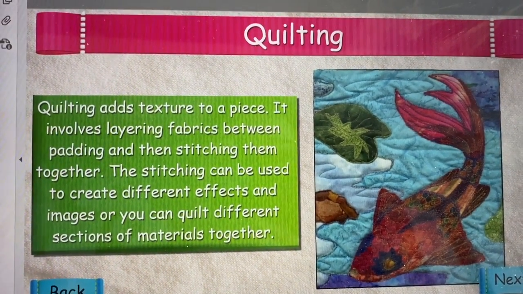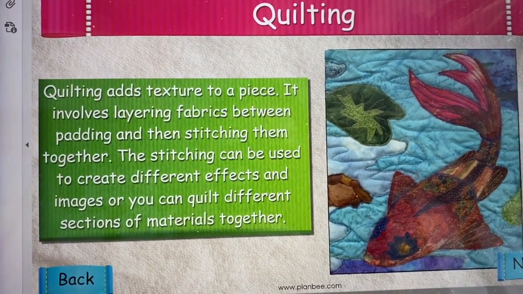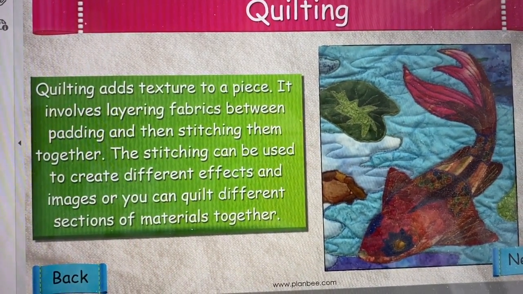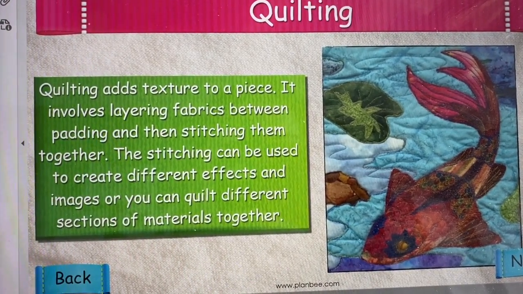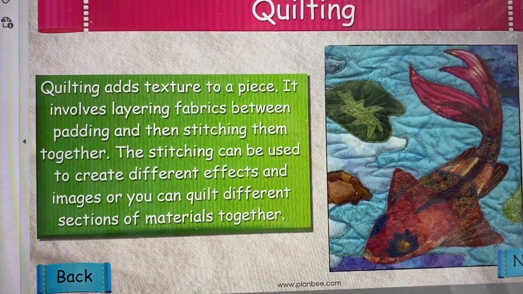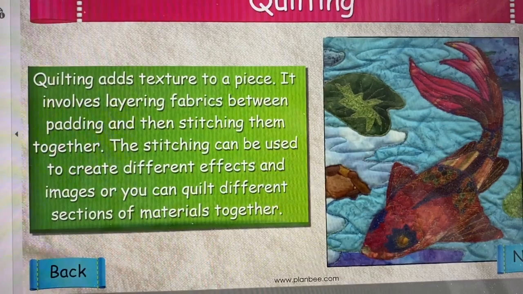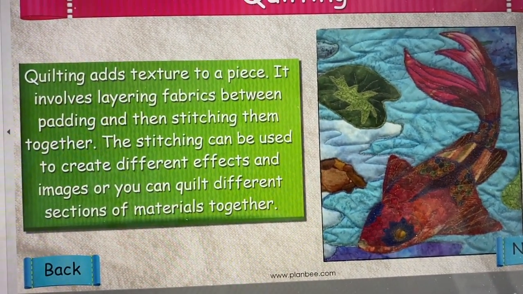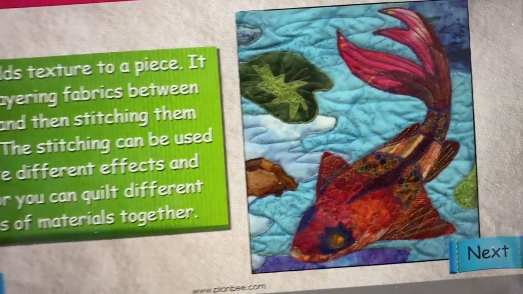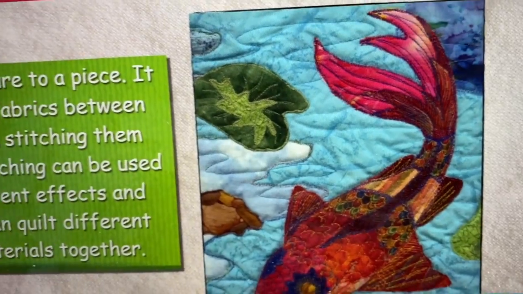You can also do quilting. Some of you might have a quilt in your bedroom. Quilting adds textures to a piece. It involves layering fabrics between padding and then stitching them together. The stitching can be used to create different effects and images, or you can quilt different sections of materials together. You can do this by hand, or you can do that using a sewing machine. I'm assuming that this one has been done on a sewing machine.